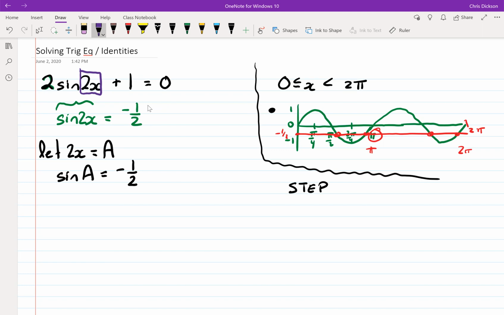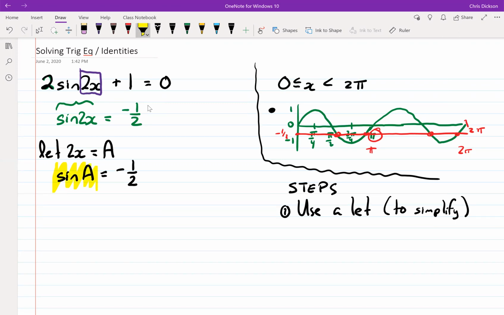The steps that I would suggest are, first of all, use a let statement. That's basically to simplify the question. What I mean is that this new equation I'm writing right here, sine a, the period of sine a is 2 pi now, which means that you can solve this just the way we've been solving all the other trig questions. That is just drawing it on the Cartesian plane.